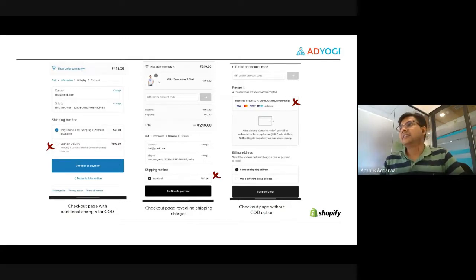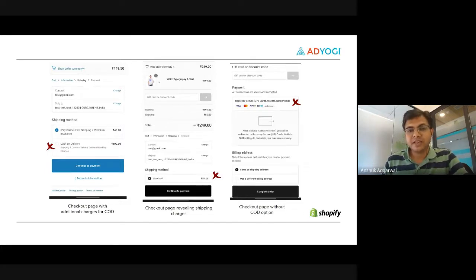We would ideally recommend that we give a discount on prepaid instead of adding COD charges. But if you still have to add COD charges, you can either mention it in the ad copy that COD charges are applicable, or mention it on the product page. But don't give a surprise or shock to the user when they land on the checkout page, because they're very close to conversion. And at that point in time, giving them a shock or a surprise typically lowers the conversion rate.